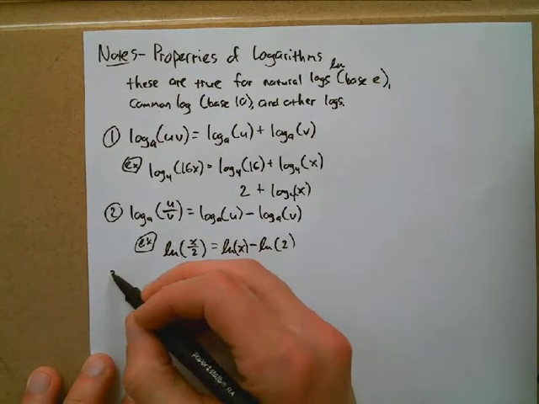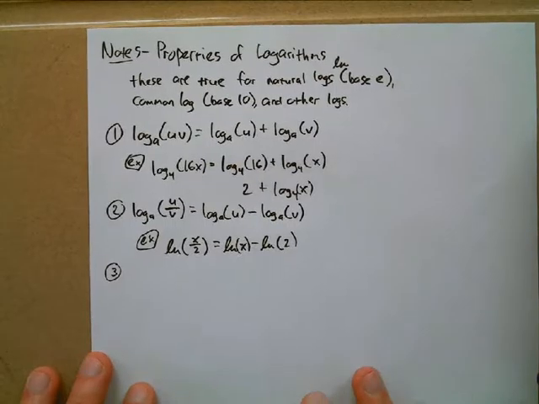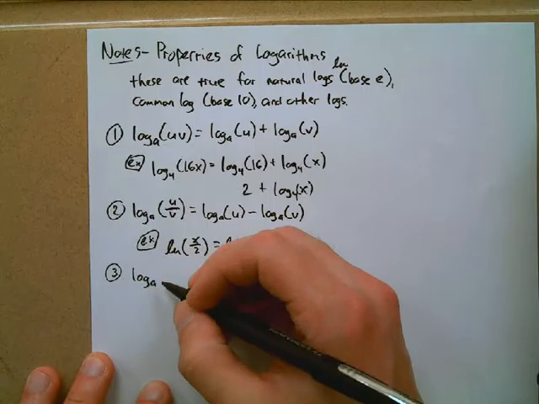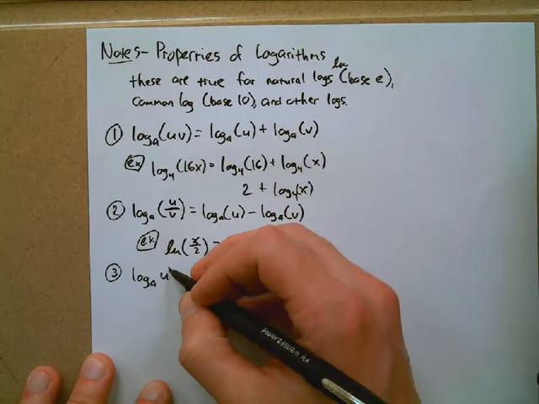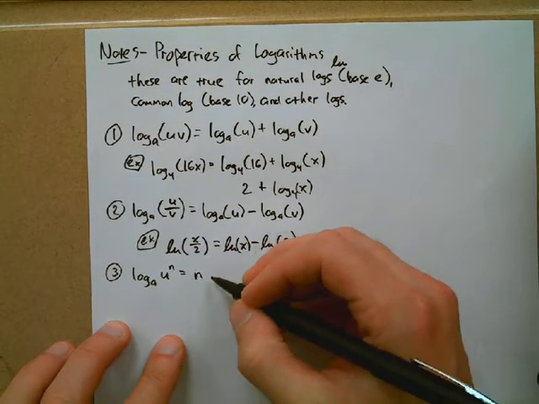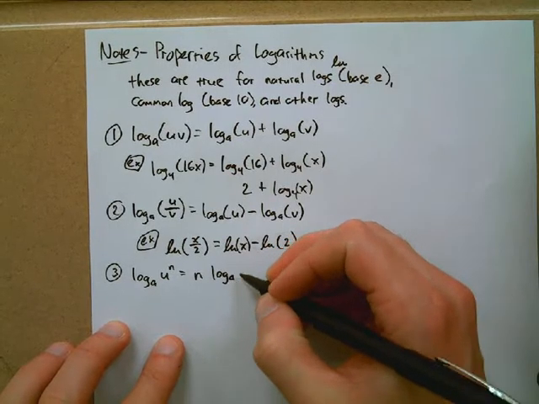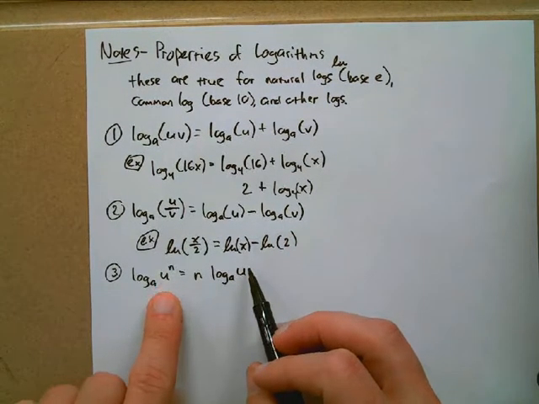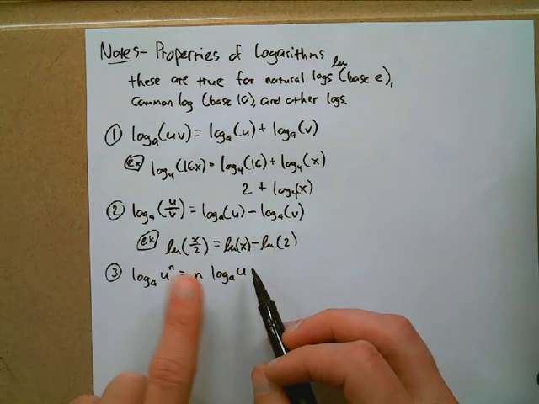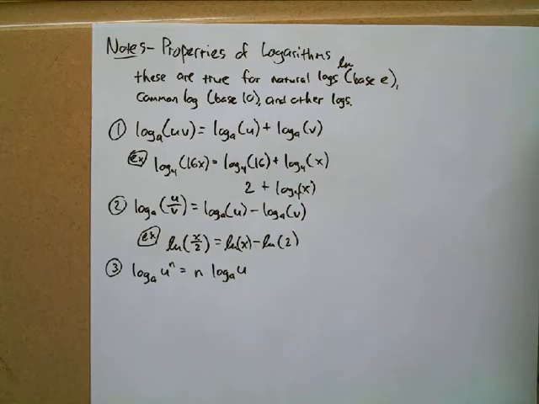One more major property that we're going to focus on today is that the log base a of some number u to the nth power is equal to n times log base a of u. So you'll see that the exponent n moves to the outside, n times log base a of u, giving us this simplification, the ability to rewrite a little bit.